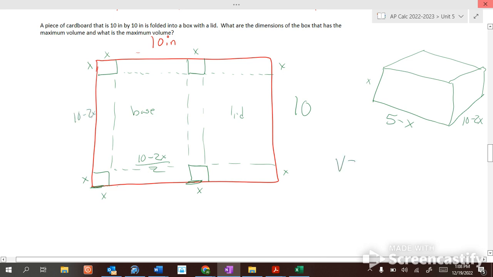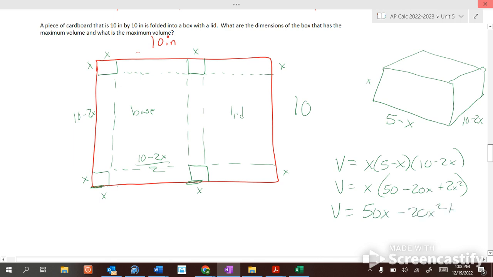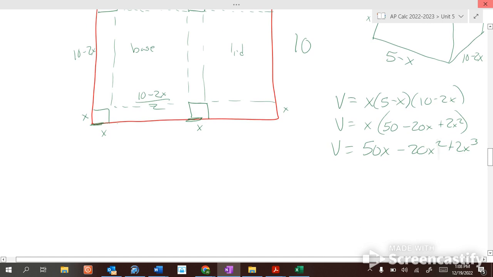So to get the volume of the box, it's X times 5 minus X times 10 minus 2X. So you FOIL. And so 5 times 10 is 50. Outers is negative 10X, inners is negative 10X, so minus 20X plus 2X squared. And then distribute. So it's 50X minus 20X squared plus 2X cubed. Okay, so that's the volume function.